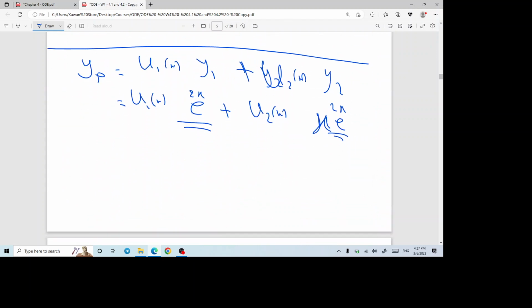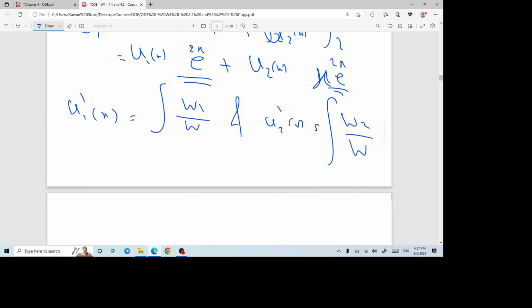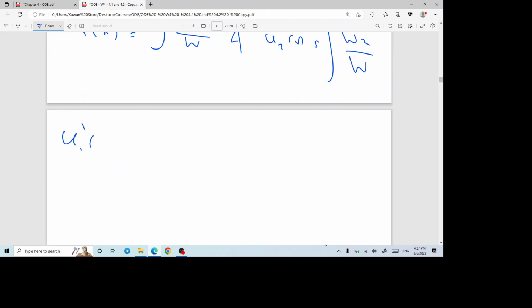So what are u1 and u2? That's the question. So u1 prime, as you say in your book, is the integral of w1 over w. How about u2 prime? Exactly, the integral of w2 over w. So let me do it one by one. At the beginning it makes you dizzy, but later you see it's easy. Just solve two examples for me, you'll be fine. No worries. You can answer all the exercises.